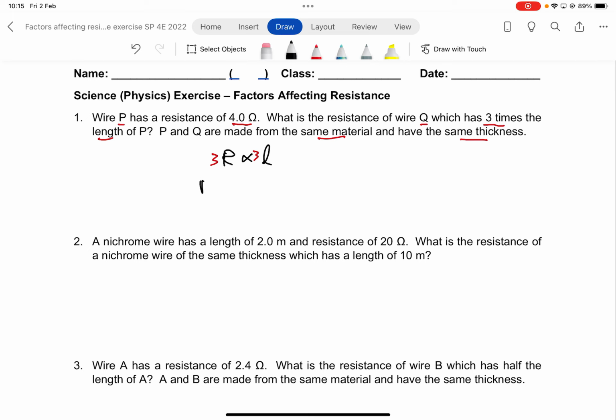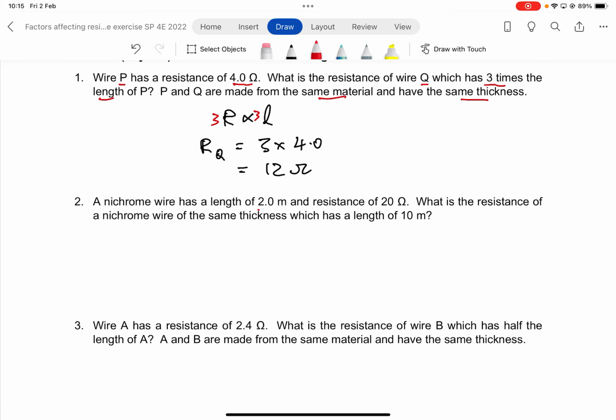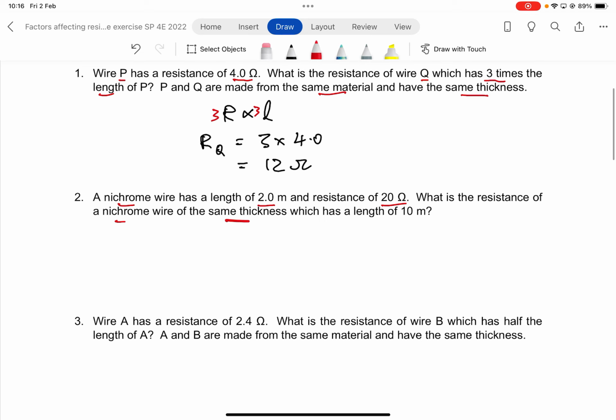So we can just write RQ is equal to 3 times of the resistance of P. You get 12 ohms. Okay, so I didn't use a long method because it's quite straightforward. All right, so next one, length 2 meters, resistance 20 ohms. All right, then same thickness, the nichrome is the same. Nichrome means that the material is the same, right?